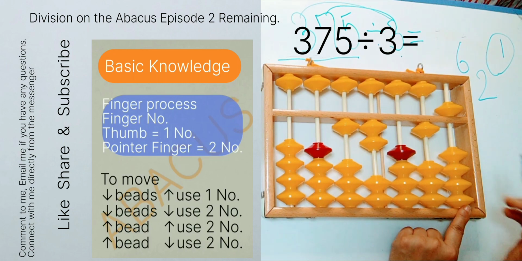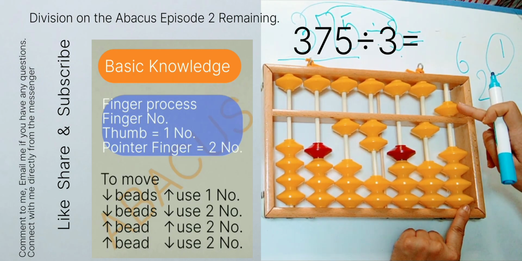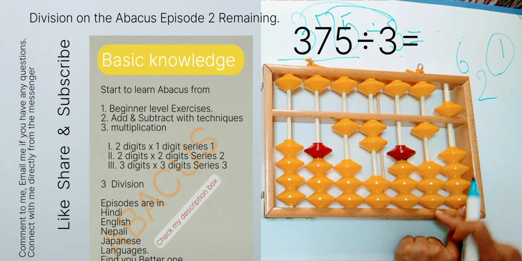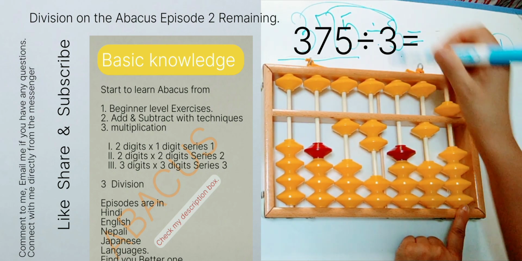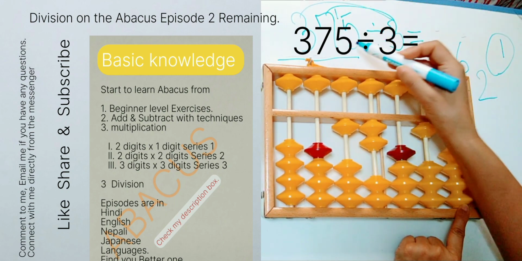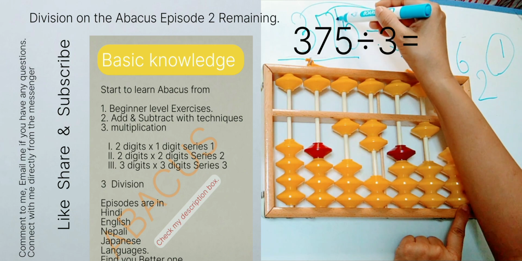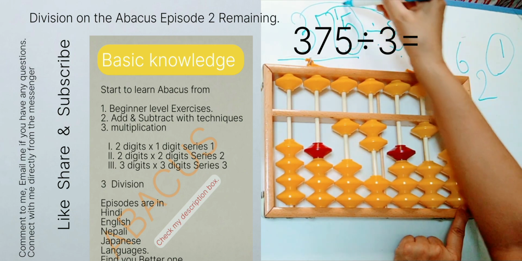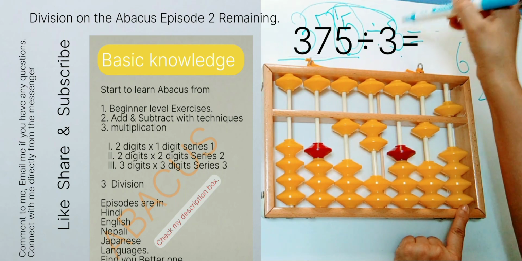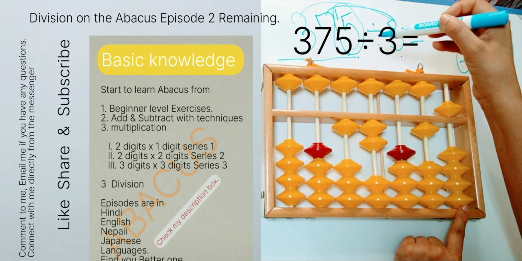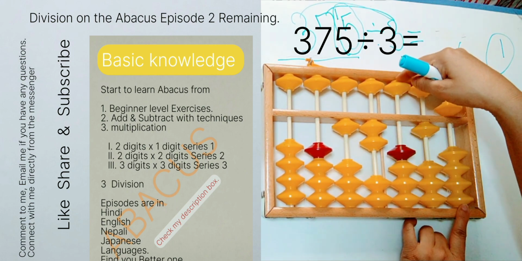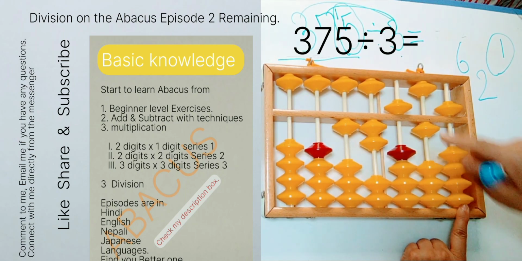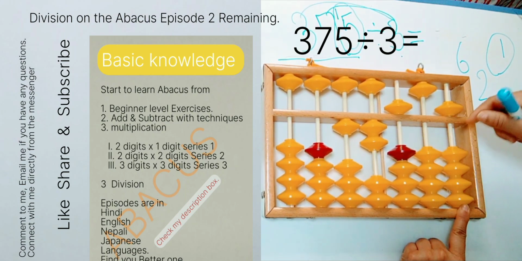Next, here one more technique. Here we have only 5, but we have a remaining 1 here, so 1 5 is 15. You have to read this 15, and next we have to divide this 15 by this 3. So 3 fives are 15. Place your answer 2 rods left side, and reduce that 15. Don't forget to reduce 15, 1 and 5.